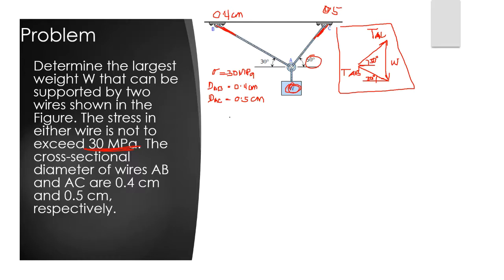We can say that TAB over its opposite angle, the opposite angle of TAB, which is this one. So if this is 50 degrees here, 90 degrees minus 50 is 40 degrees. So meaning to say the angle here is 40 degrees.